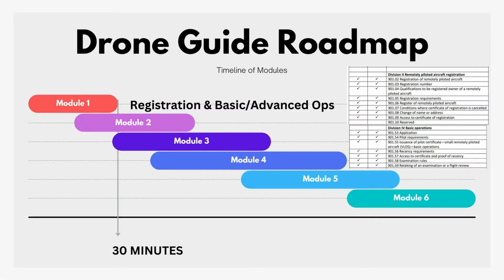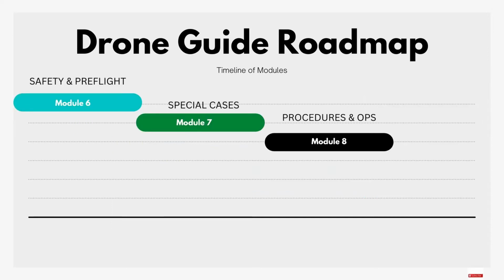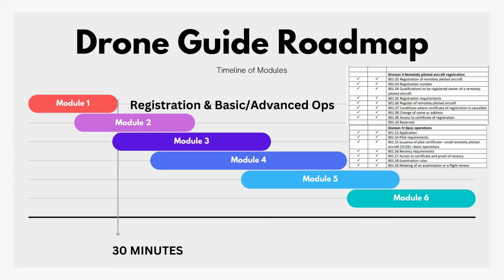So let's take a look at our drone guide roadmap. Today we'll be focusing on Module 1, but you can see we go all the way from Module 2, 3, 4, 5, 6, and we culminate with Module 8 for a series of our videos. In today's video, again, we'll be going through registration and basic and advanced operations. You can see the sequence colors. This illustrates the timeline of our modules. To the right side of the screen, you'll see a breakdown of what will be covered in today's module, from 901.02 to 901.59.